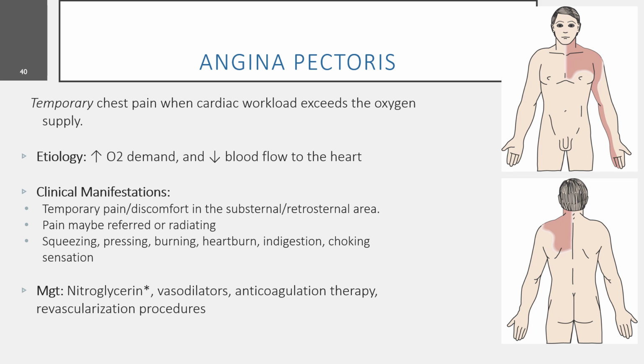Treatment goals include relieving symptoms, improving quality of life, and reducing the risk of heart attack. Medications include nitroglycerin, which relieves chest pain and improves blood flow, beta blockers to reduce heart rate and oxygen demand, calcium channel blockers to relax coronary arteries and improve blood flow, and aspirin to help reduce clot formation and prevent heart attacks. Interventions may include angioplasty and CABG, which may be considered for more severe cases.